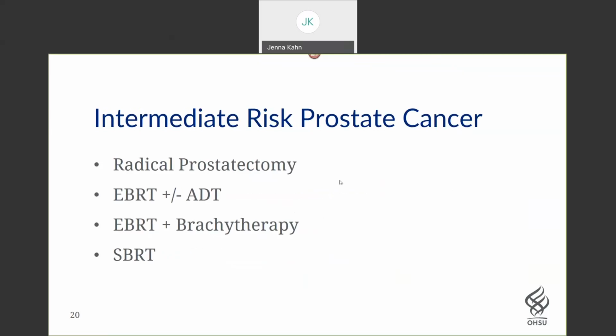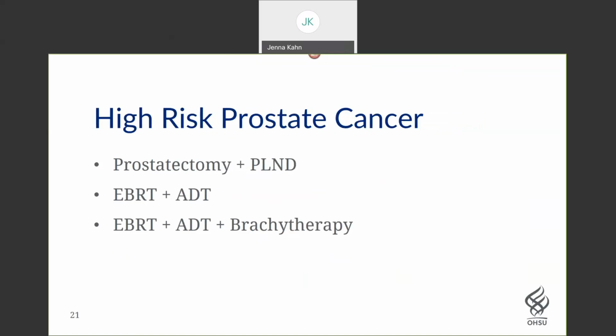Intermediate risk prostate cancer is broken up into favorable and unfavorable risk intermediate prostate cancer. And the treatment options again are radical prostatectomy, or you can have external beam radiation therapy, plus or minus an extra short course of hormone treatment, which would be about 6 months. You could do external beam radiation with the internal brachytherapy, or you could do stereotactic body radiation therapy, that shortened high dose external beam radiation therapy.